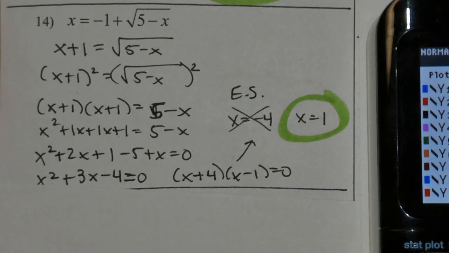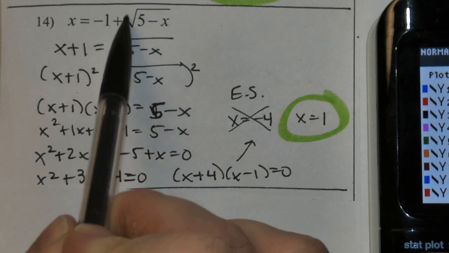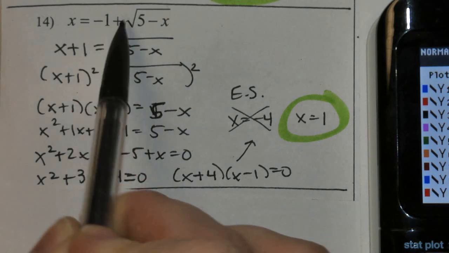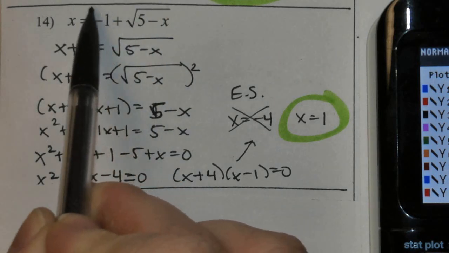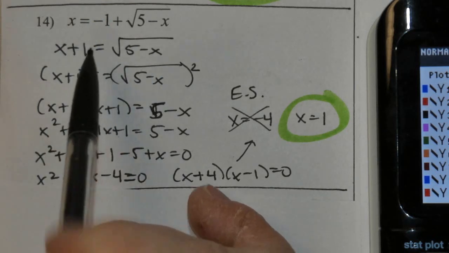Number 14 is very similar to number 12, just a slightly different format. What is different here is I want this radical to be all by itself. I don't want any extra numbers. So I'm going to start by moving this dot over to the other side. Now this looks just like number 12 with different numbers.